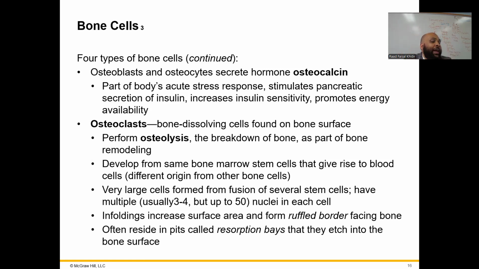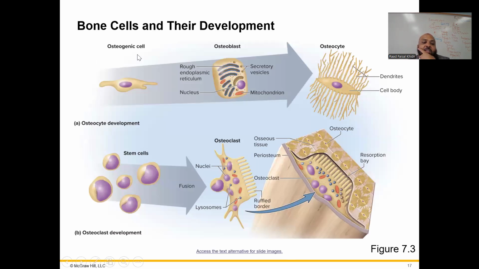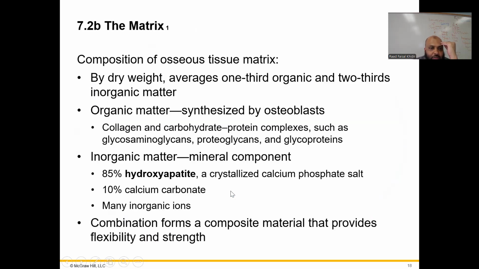But the opposite, if we already have too much calcium in the blood, now we need to take calcium away from the blood and put it in the bone tissue. That is achieved not by the osteoclast, but by the osteoblast. Osteoclasts often reside in pits called resorption bays that they etch into the bone surface. This is an osteogenic cell, and that's the osteoclast that it leads to. You see the osteoclast has ruffled borders and a lot of lysosomes. These help them destroy and degrade the bone matrix.